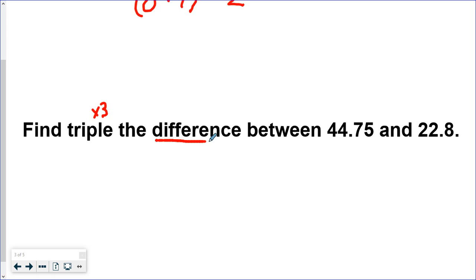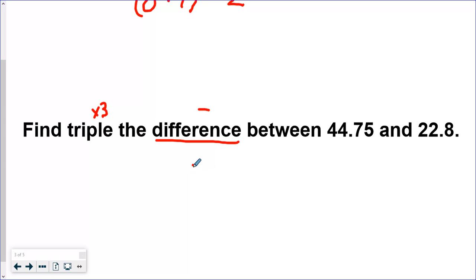Hopefully, the word difference rings a bell to you. The word difference is an answer to a subtraction problem. So that right there tells me if I'm trying to find the difference between these two numbers here, and that's the answer to a subtraction problem, that means these two numbers are going to have to be subtracted from each other first. Because I have to find the difference of these two first before I can triple it.